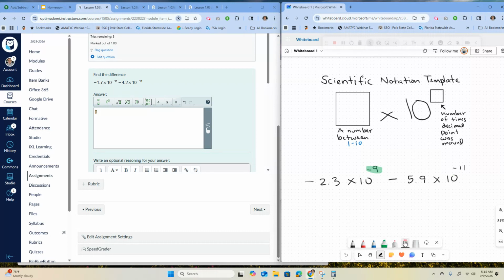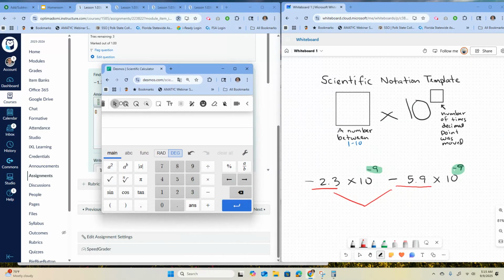By the way, I made a mistake here. Let me fix this. I didn't mean to put negative 11. I meant to put negative 9 here. So as you can see, we have the same exponent. So what you're going to do is subtract the two coefficients of each scientific notation, using your calculator. That's what I'm going to do now.